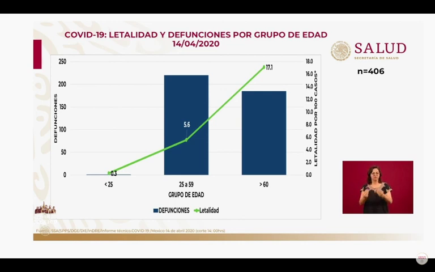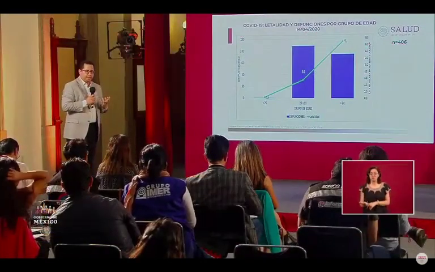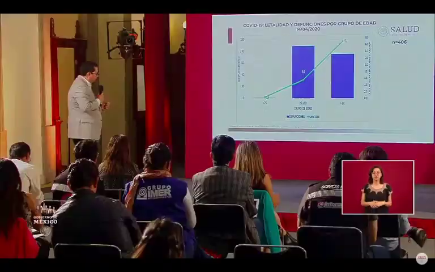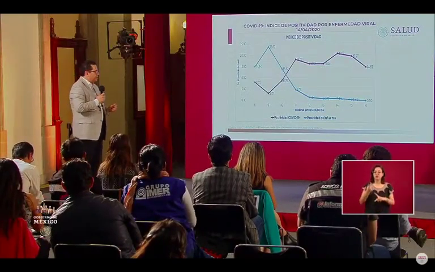Then we have the age group that goes from 25 to 59, and that is the group with the highest number of deaths, but not the highest fatality rate. The fatality rate is 5.6. And now we can take a look at the over 60 age group. The fatality rate has increased. Now it is over 17%. So all of those senior citizens out there, please do take care of yourselves.